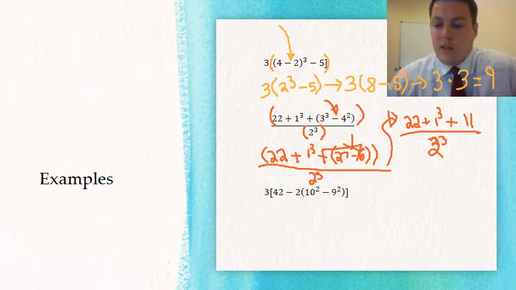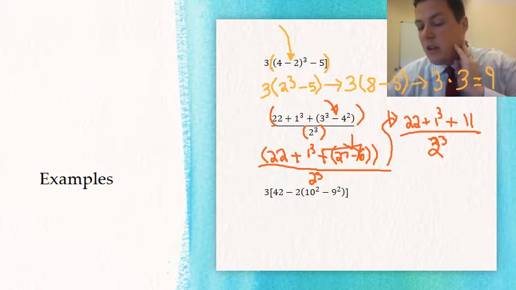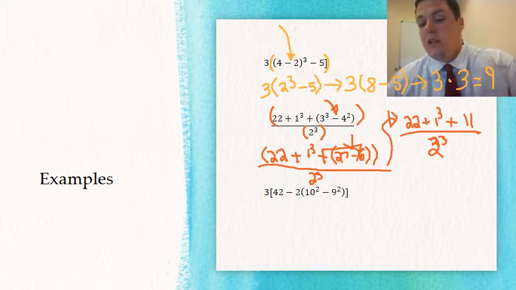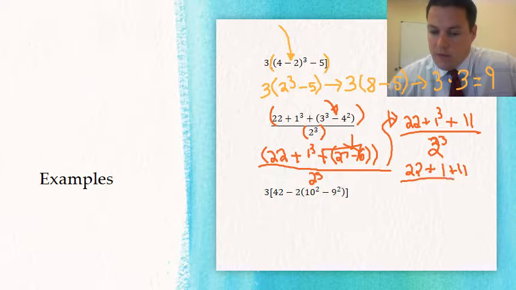Okay, parentheses are all done except for numerator and denominator. So I'm just going to keep the fraction bar there, and I'm not going to do the fraction until the very end. So let's get rid of the exponents now in this step. We have 22 plus 1 cubed, which is just 1, plus 11, over 2 cubed, which is 8.